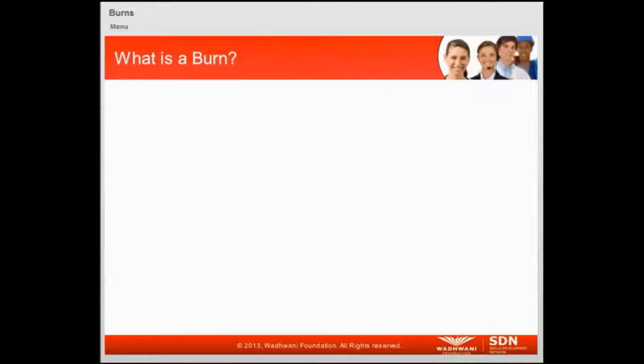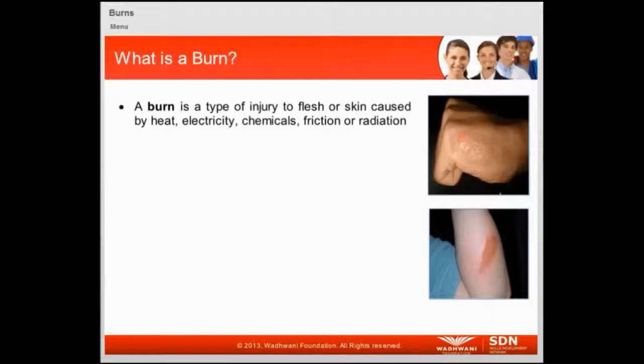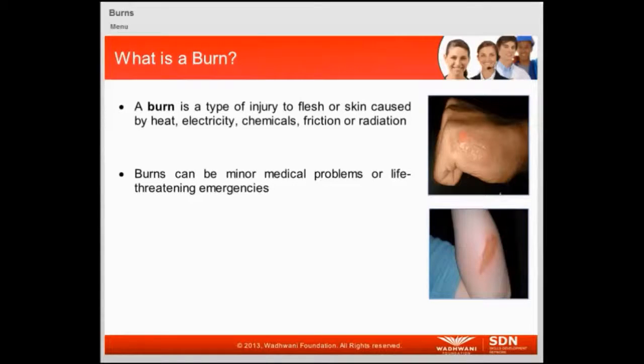Let us find out what a burn is. A burn is a type of injury to flesh or skin caused by heat, electricity, chemicals, friction or radiation. Burns can be minor medical problems or life-threatening emergencies. Some of the most severe burns are caused by electricity or chemicals.